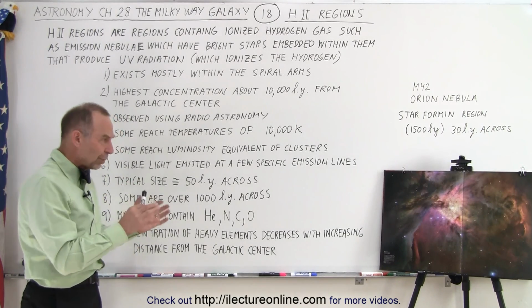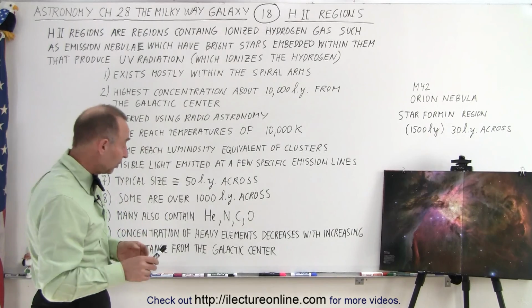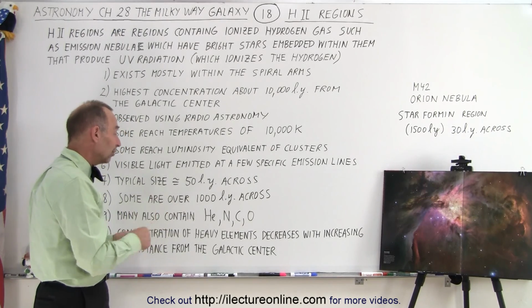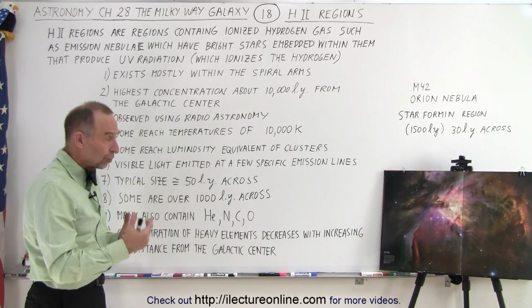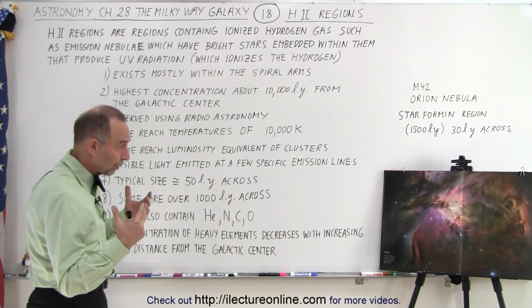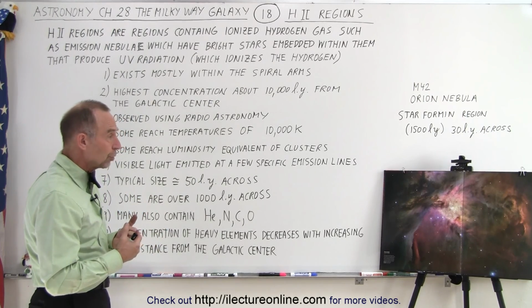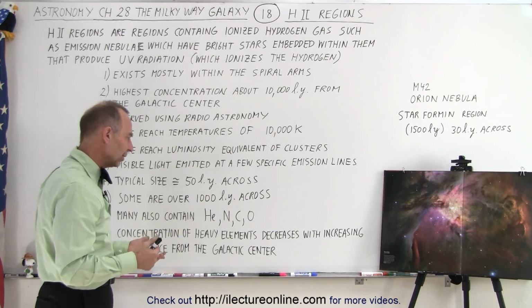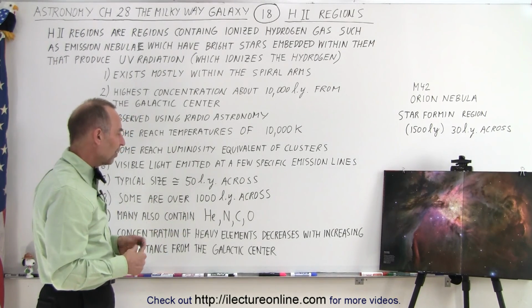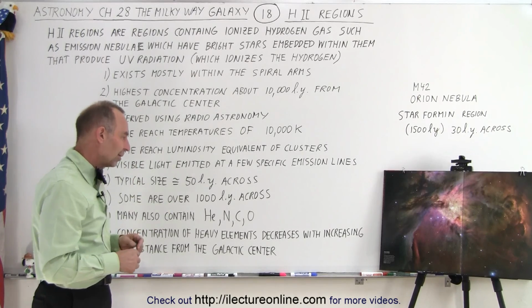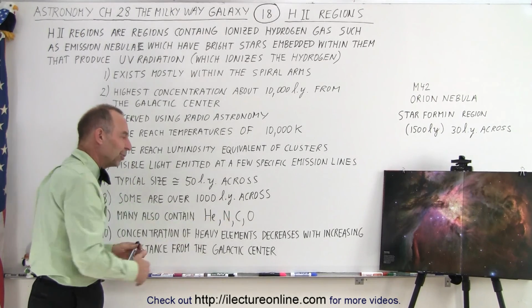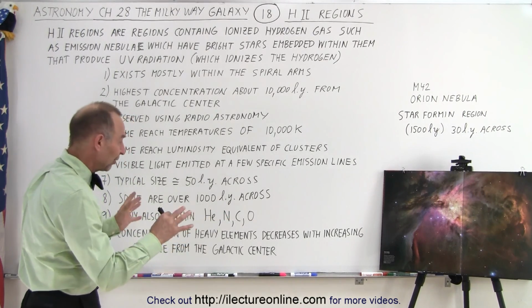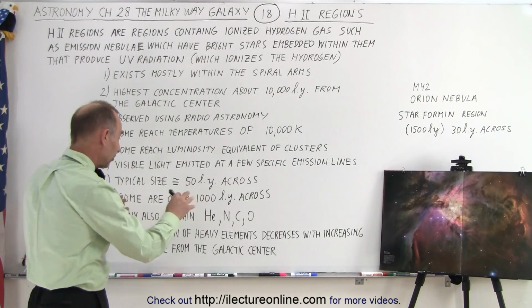Also, many of these regions contain some of the heavy elements like helium, nitrogen, carbon, and oxygen. So you can see that some of these are part of what we would then use for the terrestrial type planets. Of course, we need one more thing. We need some more metal. And well, we have oxygen and we need silicon to make the rock.